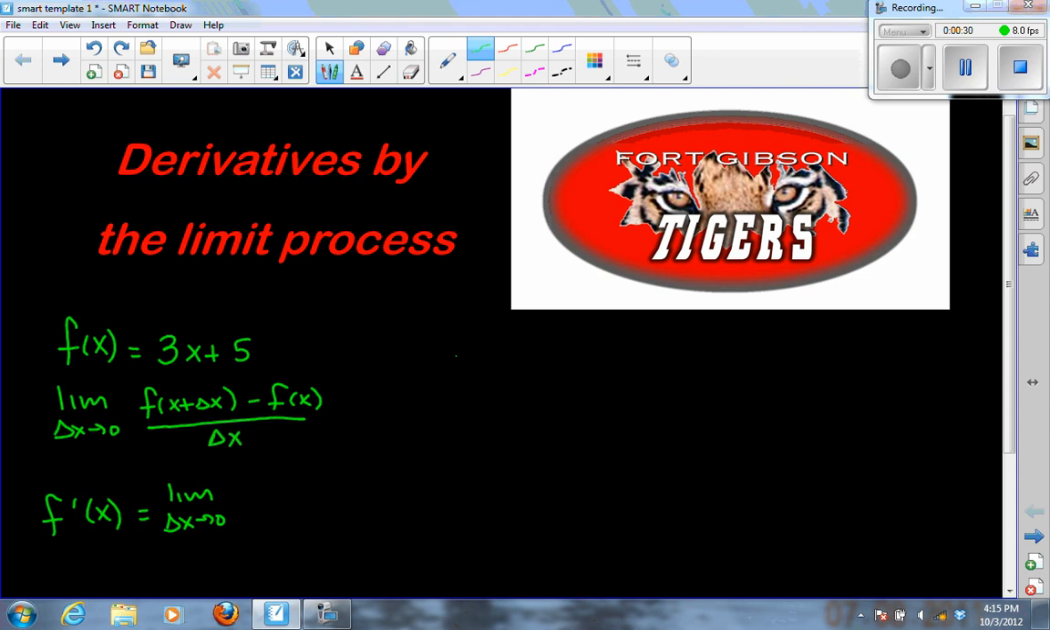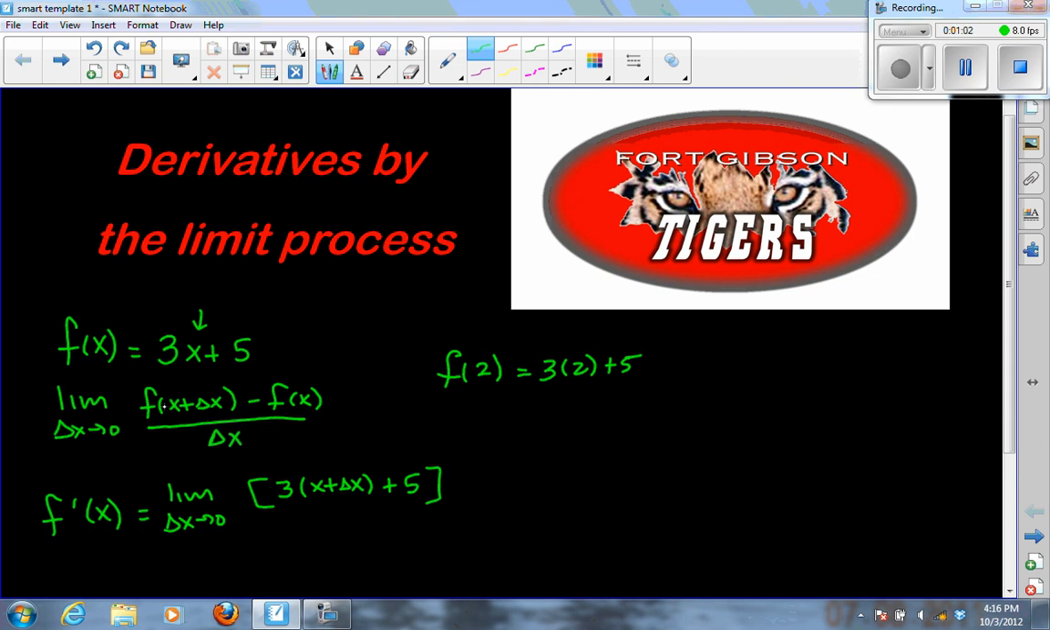Here's a function. If I said find f of 2, most Algebra 1 students could tell you that means I need to find my f function and plug in a 2. So f of 2 would be 3 times 2 plus 5. So if I want to find f of x plus delta x, I will find my f function, which is right here, and I will put in an x plus delta x everywhere I see an x. So f of x plus delta x is 3 times x plus delta x plus 5.